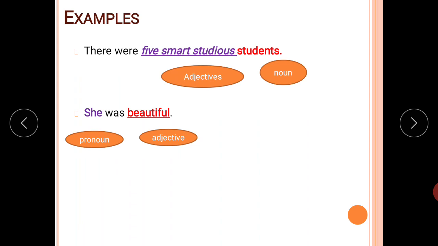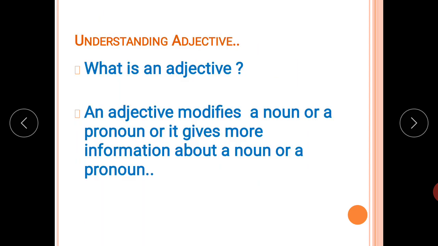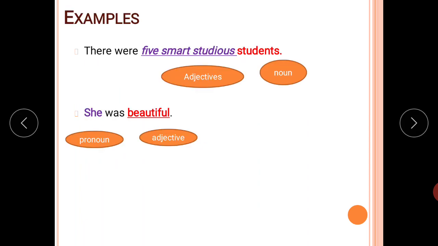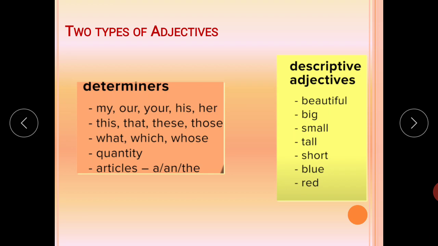An adjective modifies a noun or gives information about a noun or a pronoun. Hope you understand. Okay, there are two types of adjectives. How to find out adjectives? One type is easy to identify. They are descriptive adjectives. You can say beautiful girl, big ball, small ball, tall boy, short guy, blue shirt, red pants. We can easily say it is descriptive and you can easily identify it.